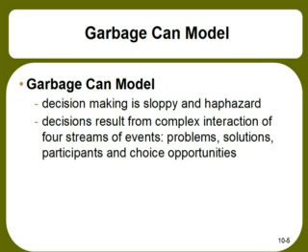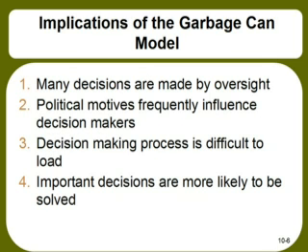The garbage can model assumes that decision-making is a sloppy and haphazard process. According to this model, decisions result from a complex interaction between four independent streams of events: problems, solutions, participants, and choice opportunities. The interaction of these events creates a collection of choices looking for problems, issues and feelings looking for decision situations in which they might be aired, solutions looking for issues to which they might be the answer, and decision-makers looking for work. The garbage can model has several important implications for management.